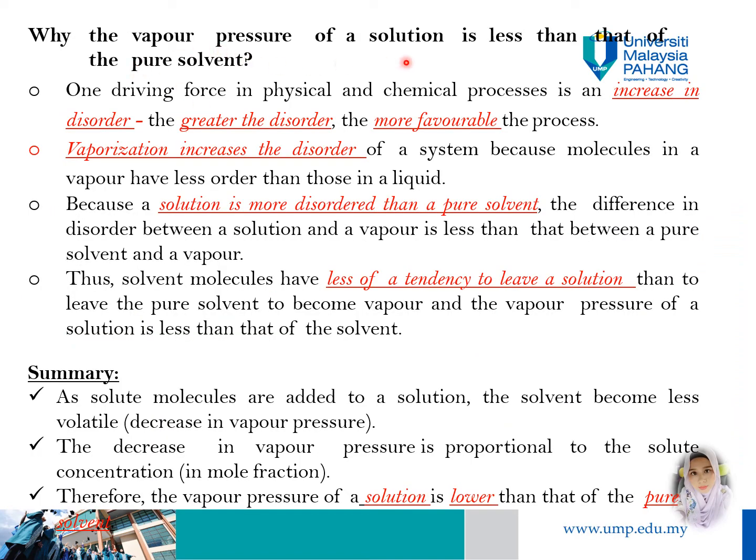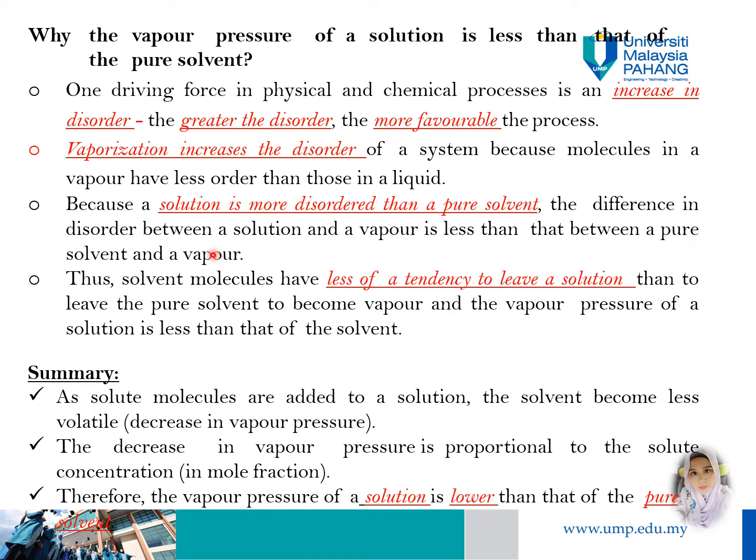Why is the vapor pressure of the solution less than the vapor pressure of the pure solvent? Vaporization increases the disorder of the molecules, going from the liquid to the vapor state. This means that the greater the increase in disorder, the more favorable the vaporization process. The solution is more disordered than the pure solvent.